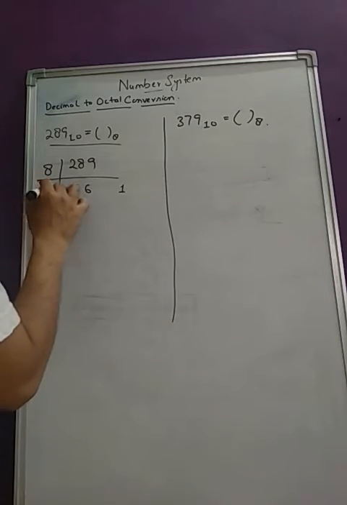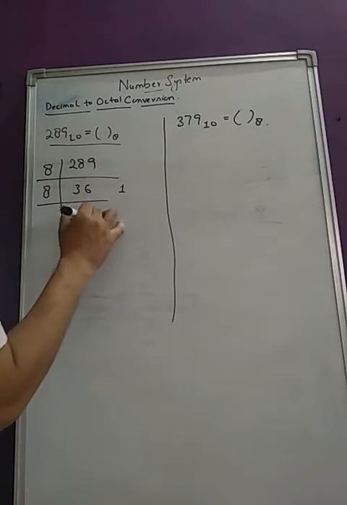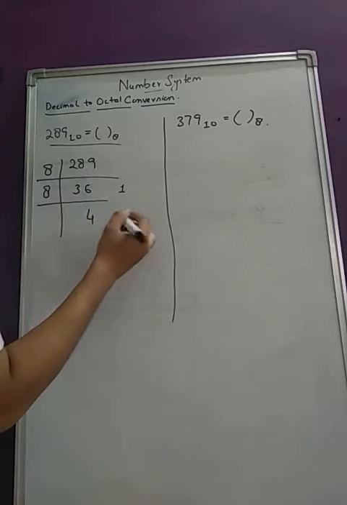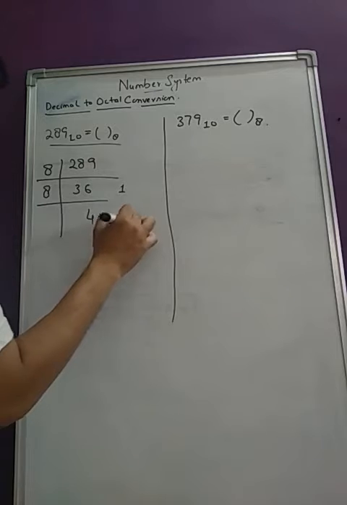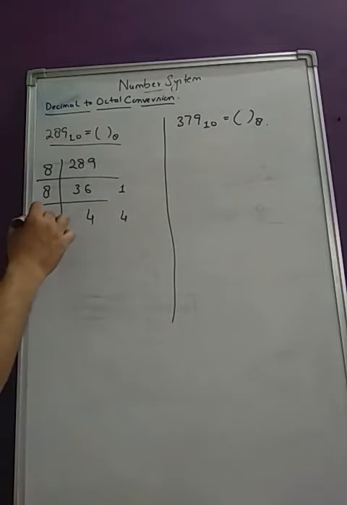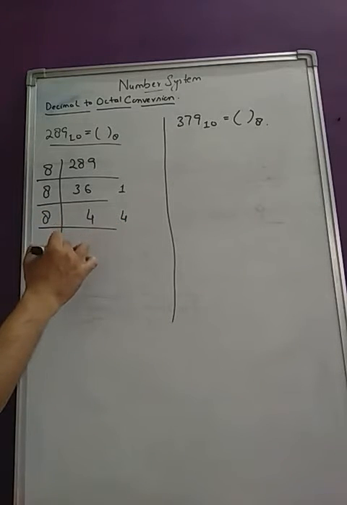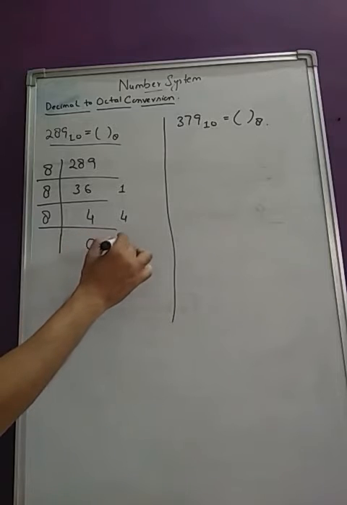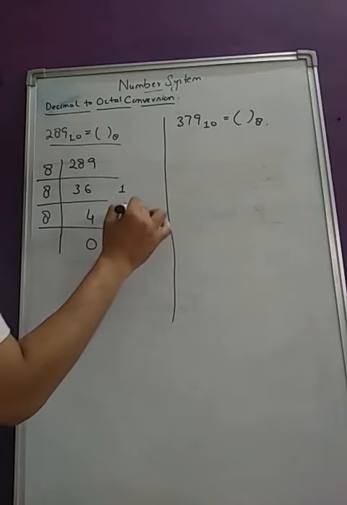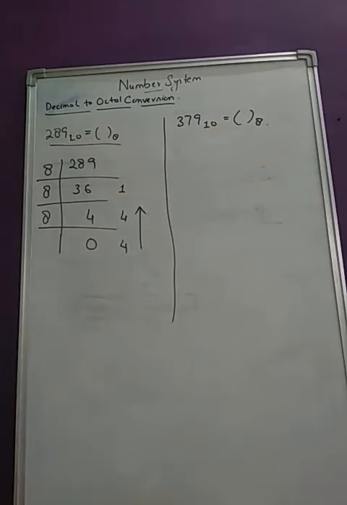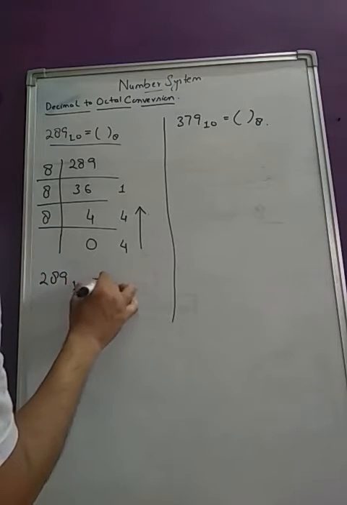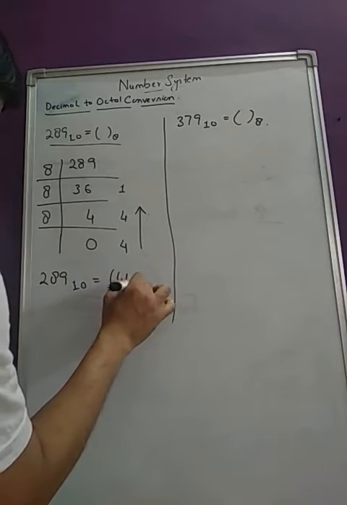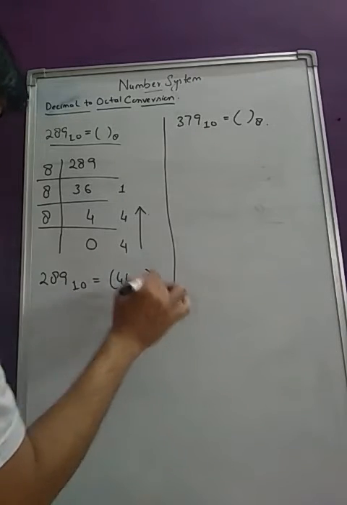In the next step, how many times will it go? It will go 4 times. 8 4s are 32, and 4 will be the remainder over here. In the next step, it will go 0 times, and 4 will be the remainder. So what will be the answer? 289 base 10 is equal to 441 base 8.